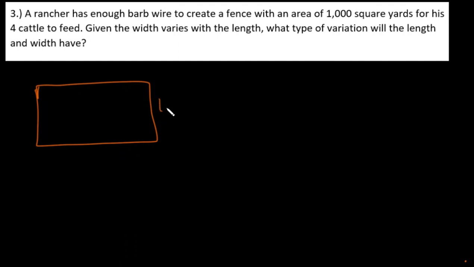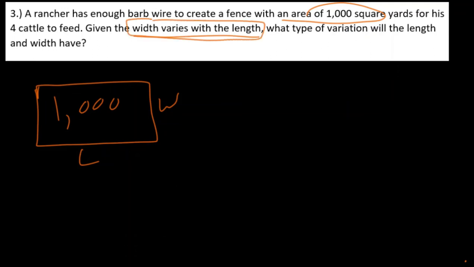And we're going to say that here we have a width and here we have a length, and he wants to have enough area to have 1,000 square yards for his 4 cattle to feed. Now, given that the width varies with the length, wait a second, that is an incredibly important statement. I want you all to look at that. The width varies with the length. That actually allows us to understand which one of these is our dependent and independent variable. Remember that your dependent variable always comes first, so the dependent varies with the independent, and so that means that our length must be the independent.